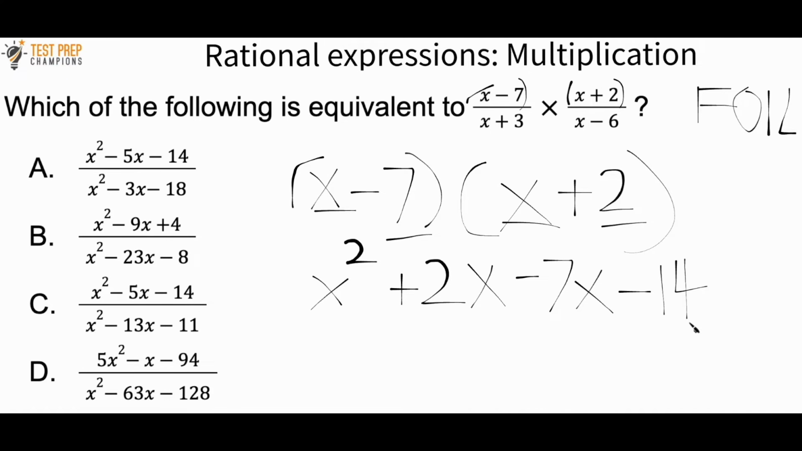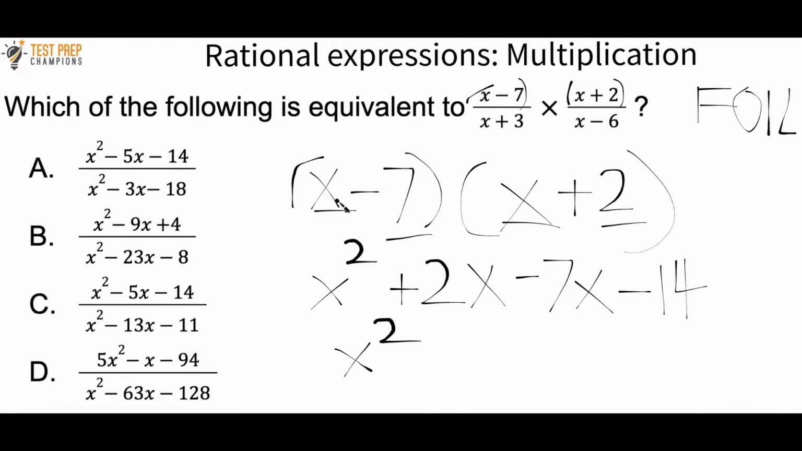So now what I want to do is combine the like terms. My like terms are my 2x and minus 7x. So what is 2x minus 7x? 2x minus 7x is negative 5x. So the top part of the fraction is going to become x squared minus 5x minus 14.